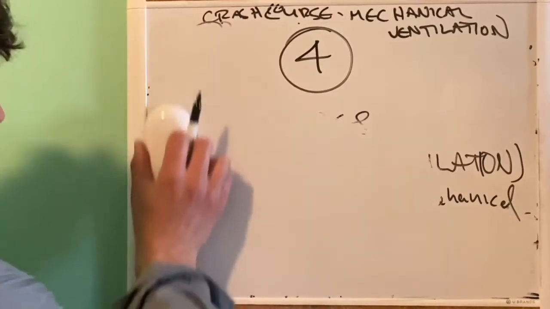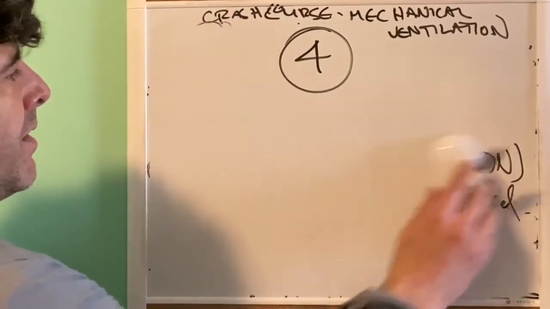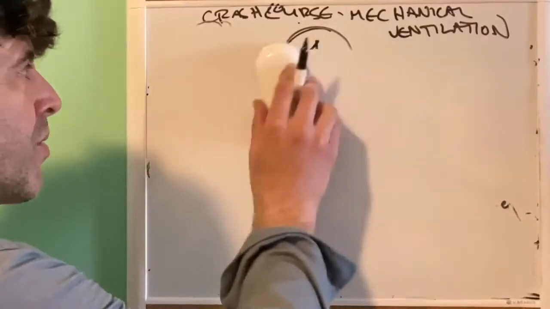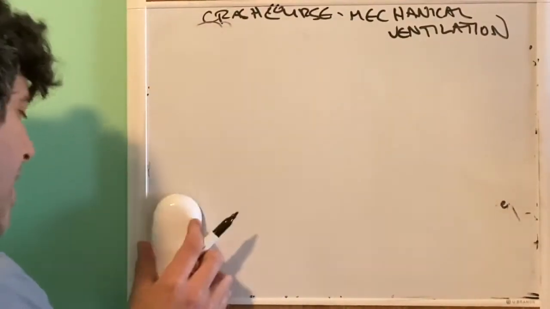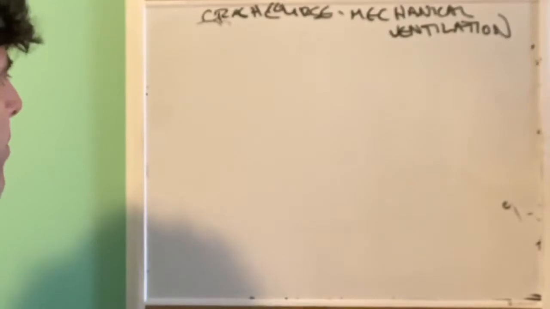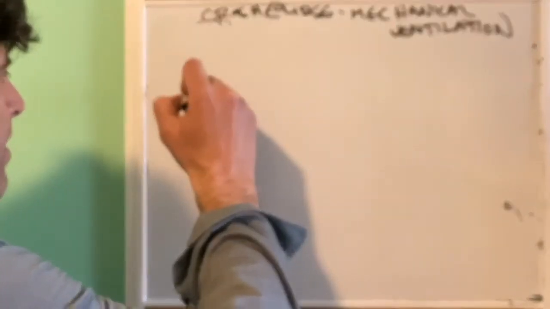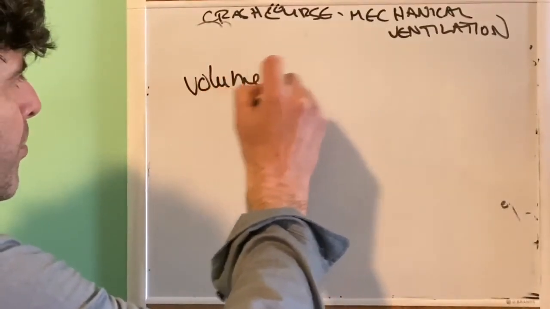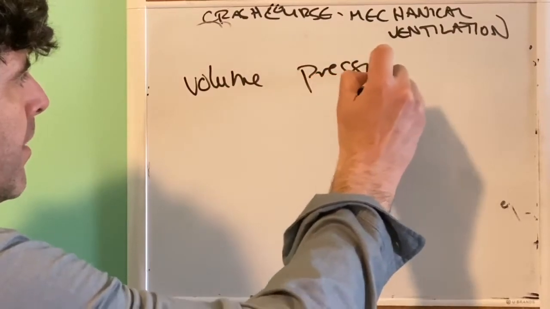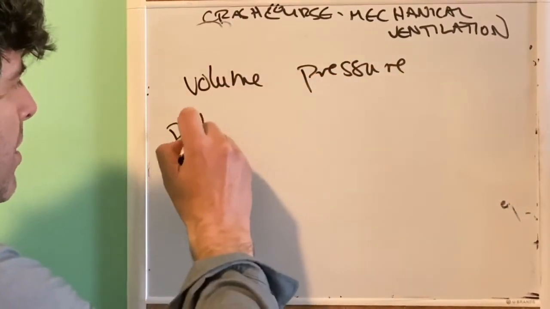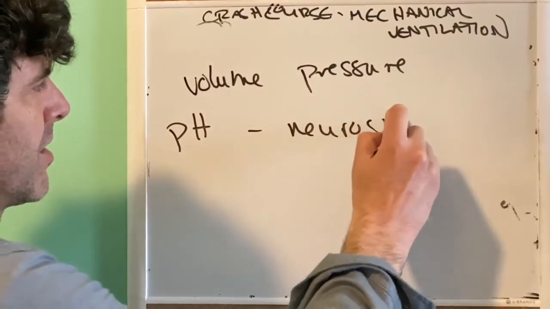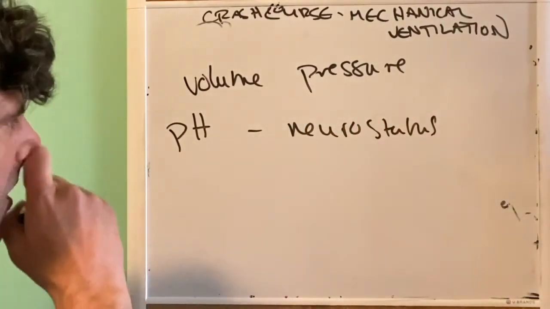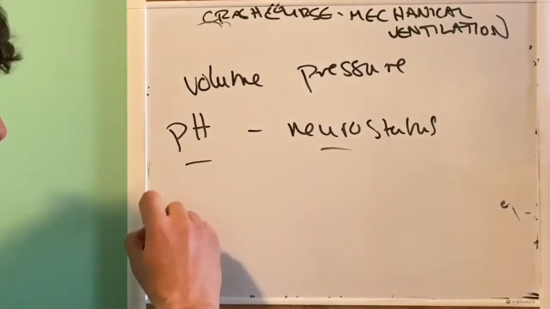Primarily what I'm going to talk about are the drugs that we use. That is to say, there are lots of different priorities, so I can say volume, pressure, pH, neurostatus, sleep-wake cycle, movement.